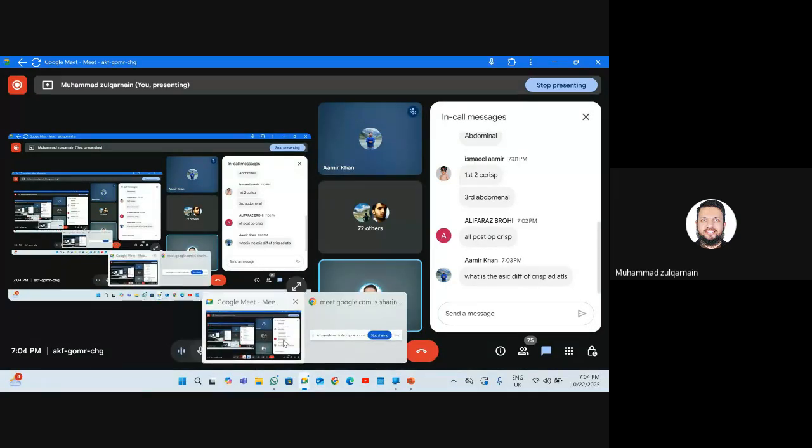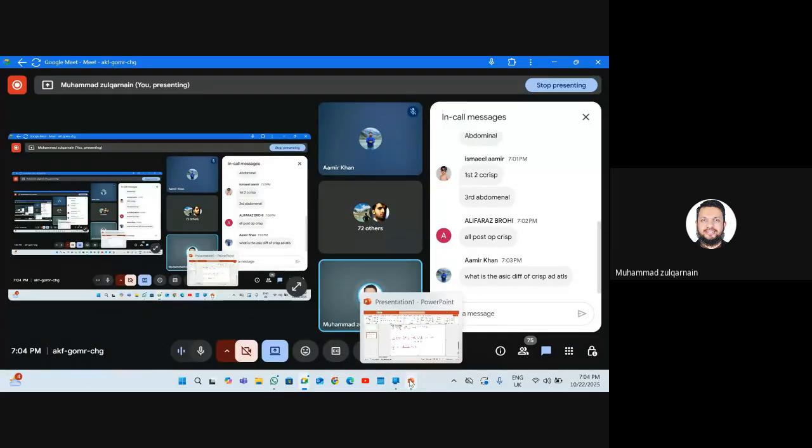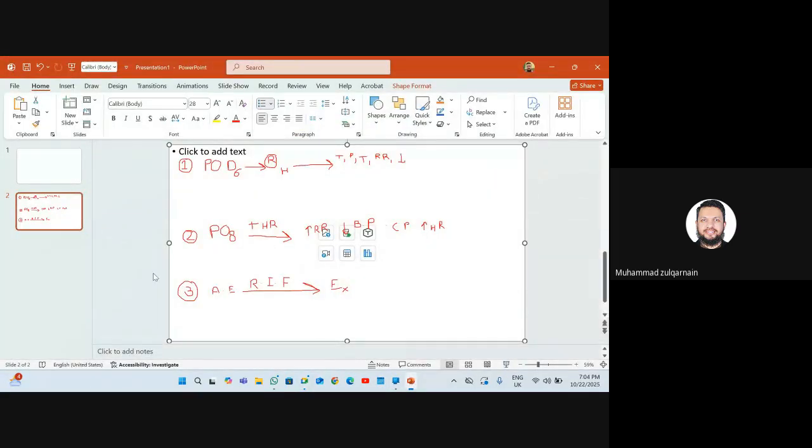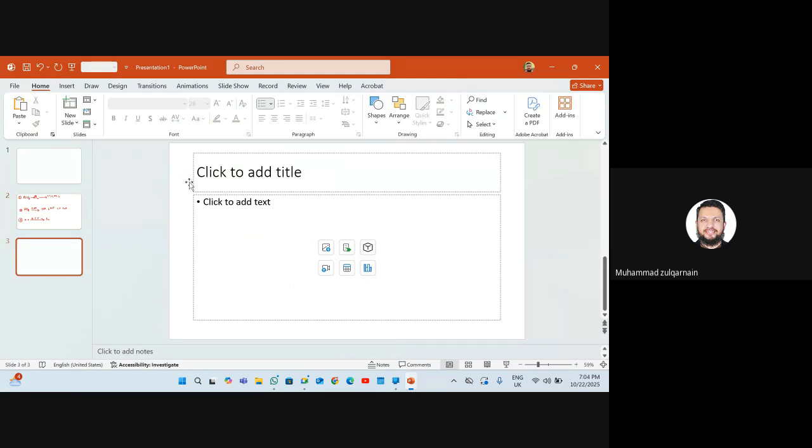Okay, now let's go towards how to perform the examination and how the scenario will come. So this is also another big problem. For example, the first scenario: the patient is coming to you with abdominal pain. You have been called in the ward. So how will you perform the examination? So this is the first scenario, right?